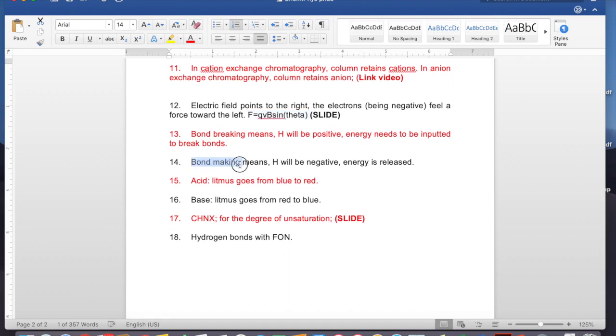If you're bond making, then H will be negative because energy is being released. This is a more stable configuration because things want to be at the lowest energy state possible. So H will be negative because energy is being released, and that is bond making.